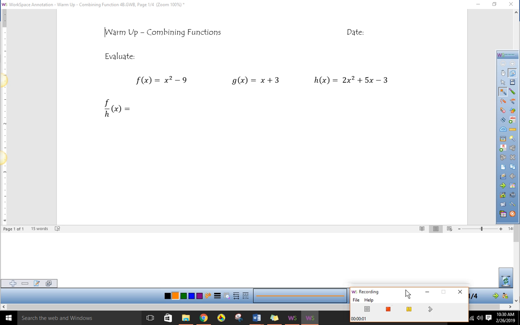You put select f(x) and divide it by x to the second minus 9. X to the second minus 9. Divided by 2x to the second plus 5x minus 3.